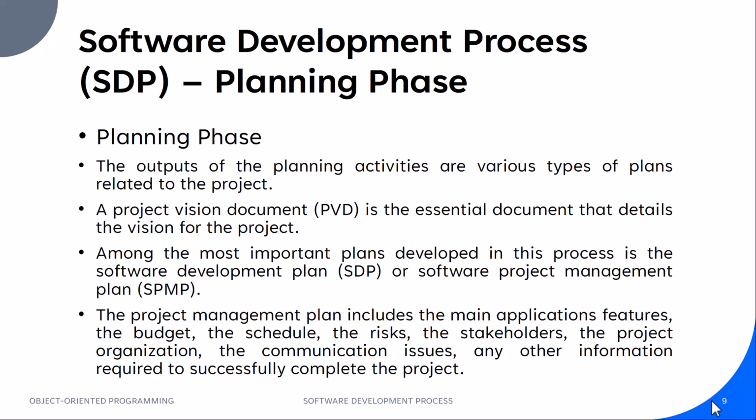Among the most important plans developed in this process is the software development plan or software project management plan. Now, the project management plan includes the main application features, the budget, the schedule, the risks, the stakeholders, the project organization, the communication issues, and any other information related to successfully completing the project. As you can see, there are many issues that need to be planned throughout the software development process. Therefore, the planning phase is crucial for the successful completion of the project.